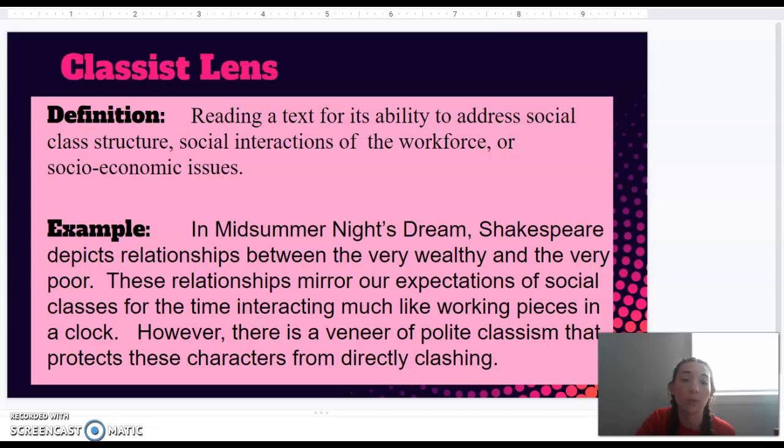This relationship mirrors our expectations of social classes for the time, interacting much like working pieces in a clock. However, there is a veneer of polite classism that protects these characters from directly clashing. So although the characters' stories are somewhat interwoven, the characters don't really interact outside of their class structure.